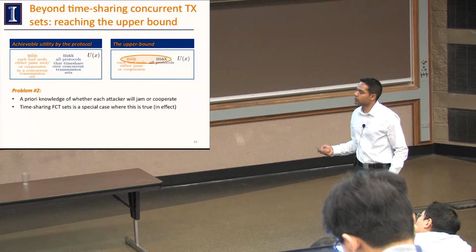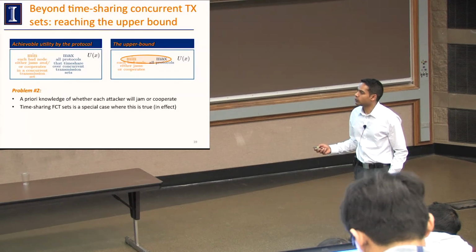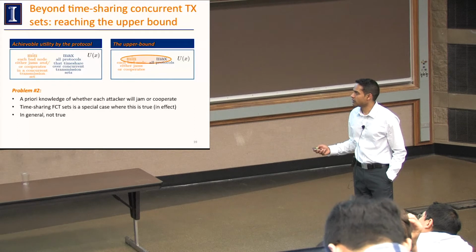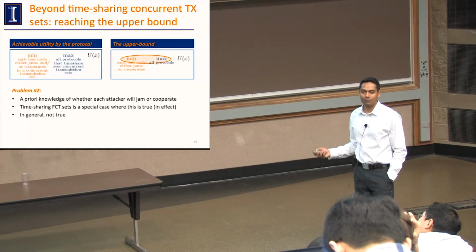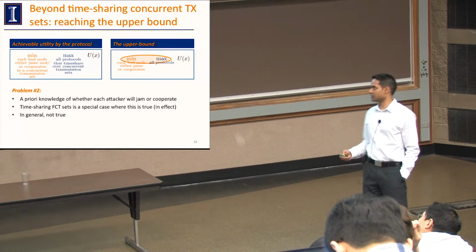when you apply this protocol to general networks, when we look at the strategies of a bad node, it's capable of both jamming and cooperating simultaneously in a concurrent transmission set.